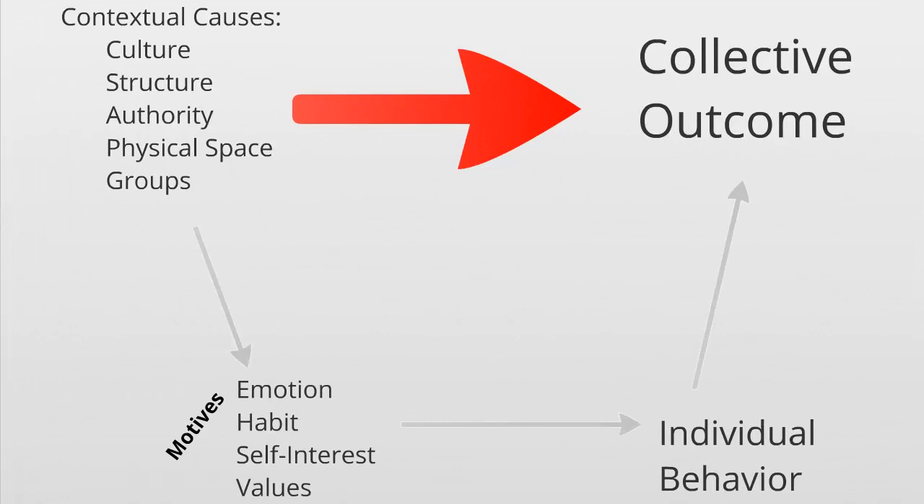Each week in our class, we're going to look at different contextual causes, parts of social systems. We're going to look at culture, structure, authority, physical space, groups. And we're going to focus on particular motives each week. Each family, there's a family of motives. There's the family of emotions, the family of habit, the family of self-interest, and the family of values. So each one of these is a very large category. There's a lot of emotions, there's a lot of values. There's a little bit less when it comes to habit and self-interest. And then, obviously, we're going to go over to behavior and collective outcomes.